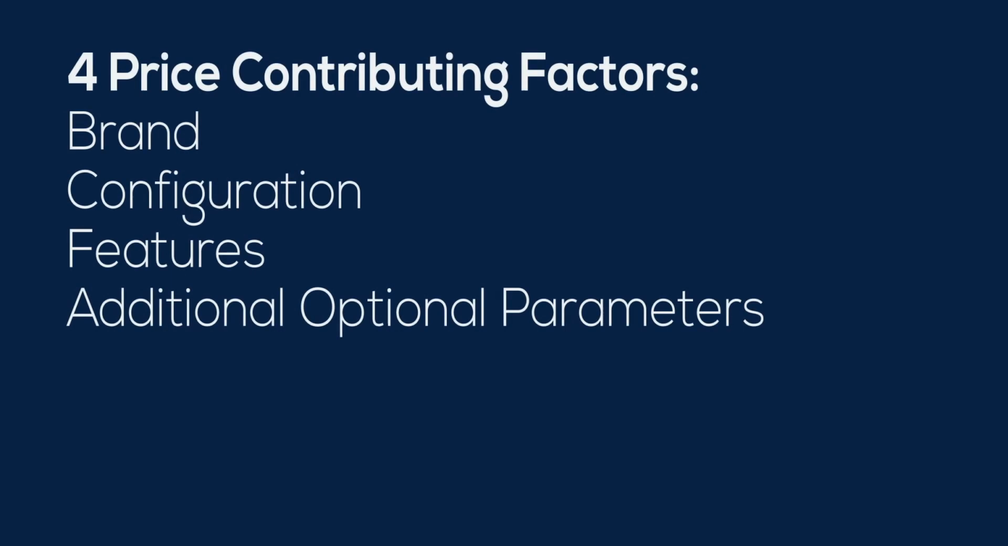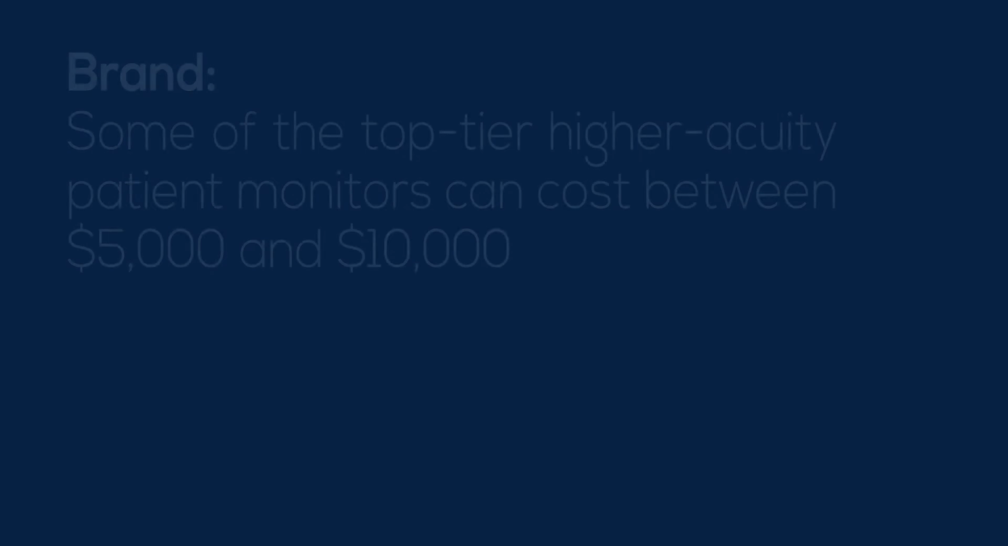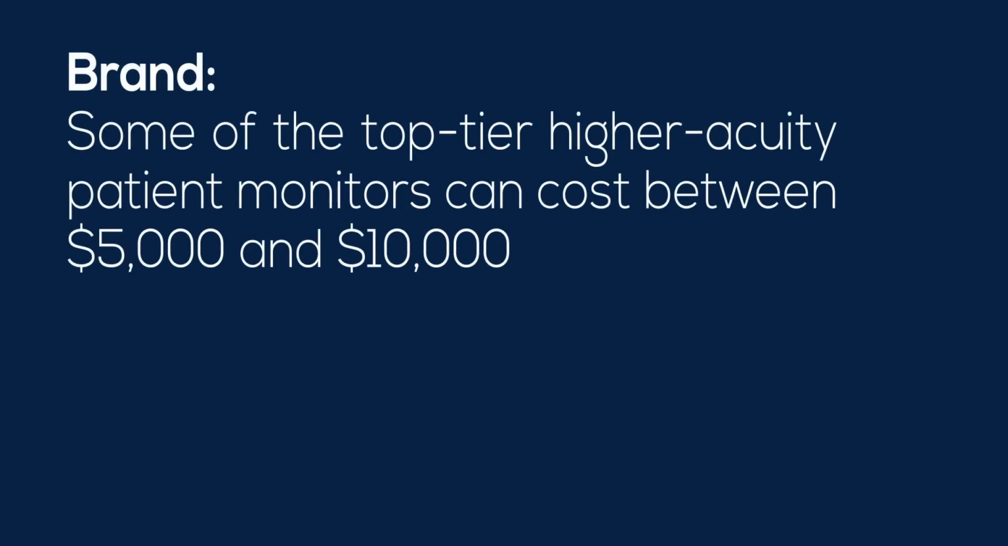There are four main components that will contribute to the price of a patient monitor: brand, configuration, features, and additional optional parameters. We'll touch on most later, but we can address brand as it might have the most influence other than additional parameters in the cost of a unit. Brand recognition is instrumental here, with some of the top tier higher acuity patient monitors being upwards of 5,000 to 10,000.